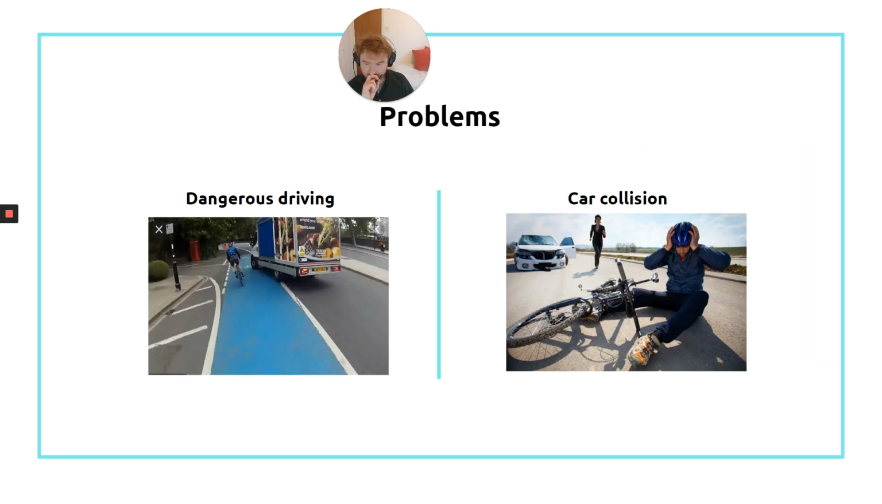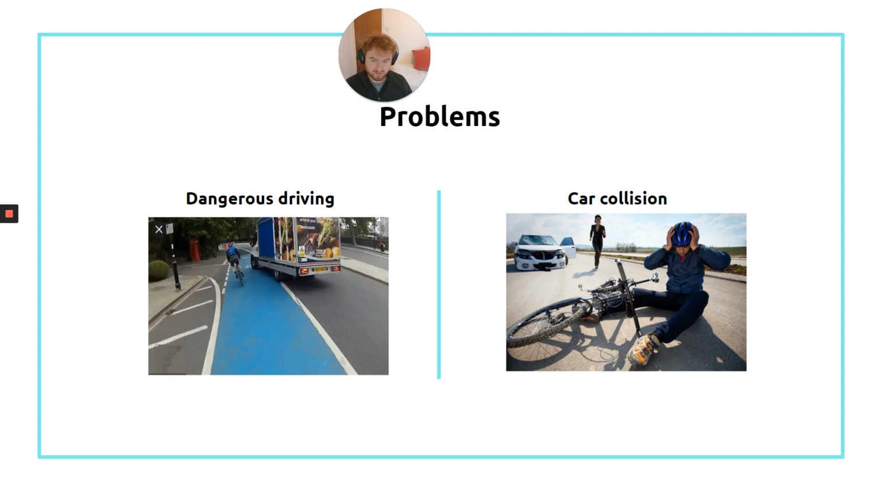The first is on the left. That's a clip from a video of a truck turning left without checking the cycle lane. You can see that the cyclist is in danger, and this is a really common source of injury and death for cyclists.